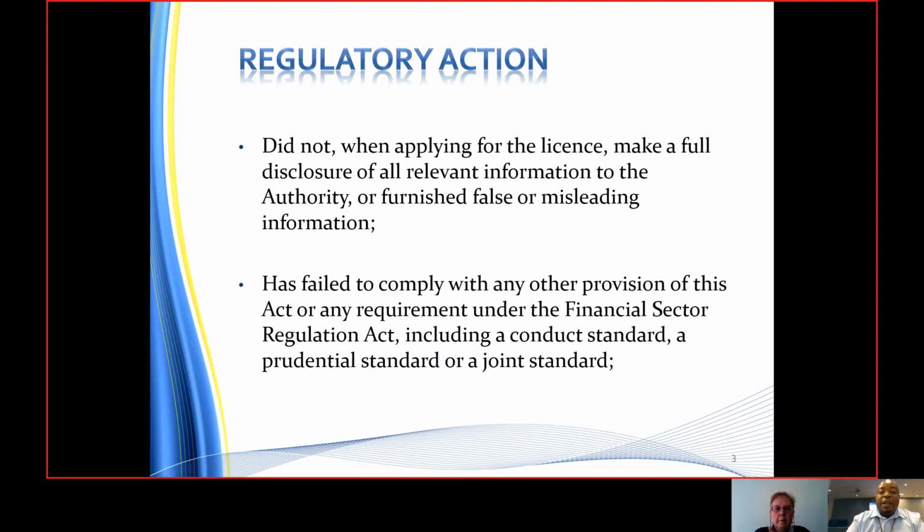Secondly, where the FSP did not, when applying for a license, make full disclosure of relevant information to the FSCA or furnished false or misleading information. And then thirdly, where the FSP has failed to comply with the provisions of this Act, as well as any requirement under the FSR Act, including a conduct standard, prudential standard, or a joint standard. The reference to the two pieces of legislation, the FAIS Act and the FSR Act, which is the Financial Sector Regulation Act, also refers to subordinate legislation, which will include the relevant codes of conduct, the board notices, and so on.